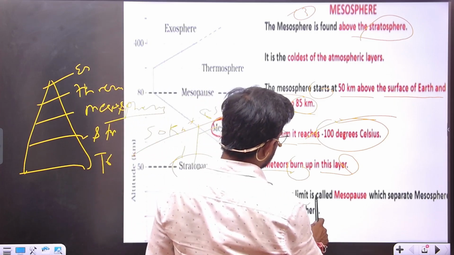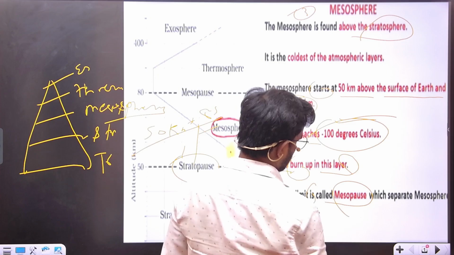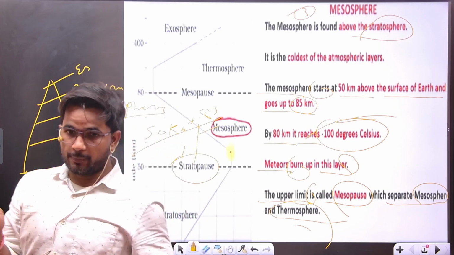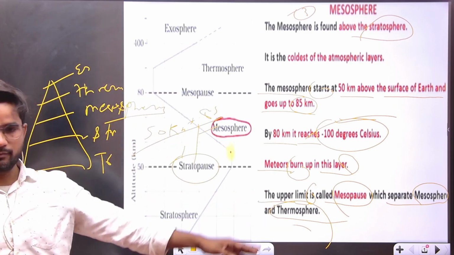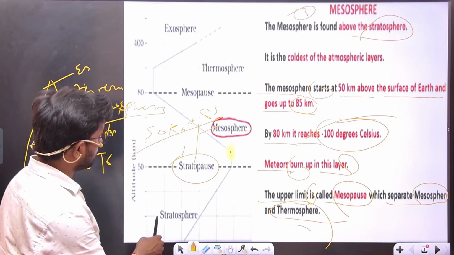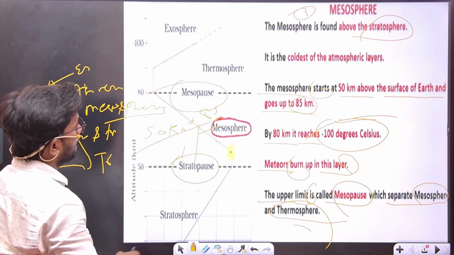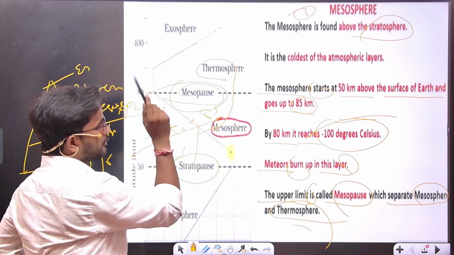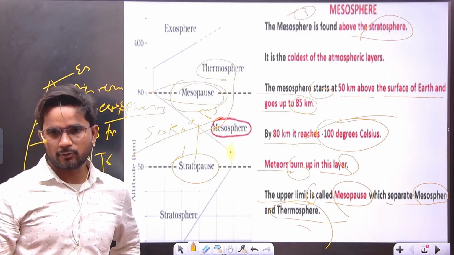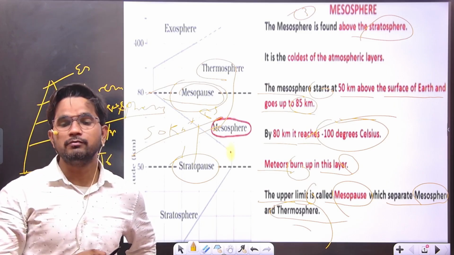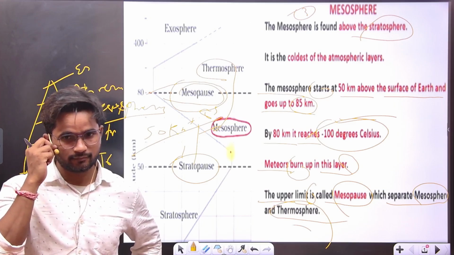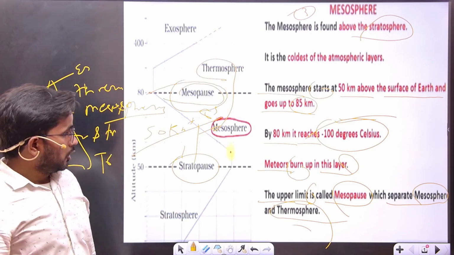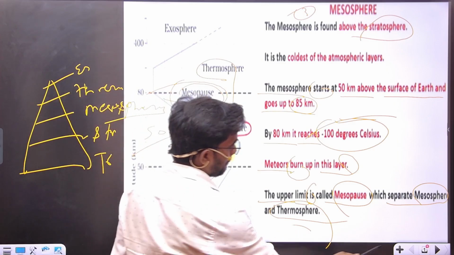The upper limit is called the mesopause, which separates the mesosphere and the thermosphere. The mesosphere and thermosphere are separated by the mesopause. This is between the mesosphere and thermosphere. Understand the point? Have any problem? Anybody? Next layer.